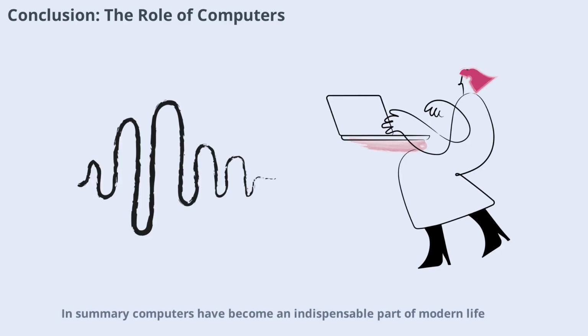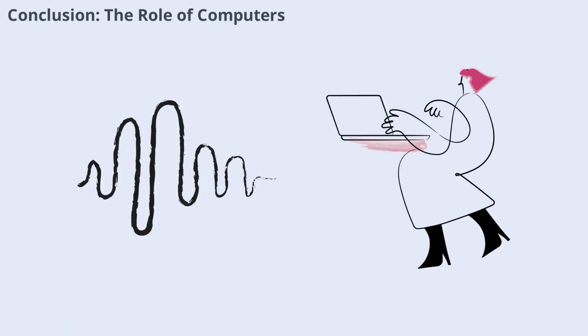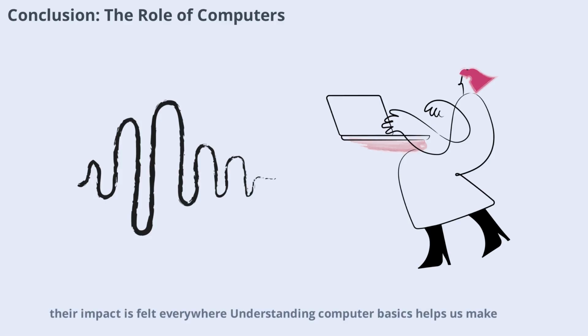Summary: computers have become an indispensable part of modern life. From managing information and automating tasks to enabling communication and entertainment, their impact is felt everywhere. Understanding computer basics helps us make the most of this powerful technology, whether at home, at work, or in education. As technology continues to evolve, computers will only become more integrated into our daily routines.